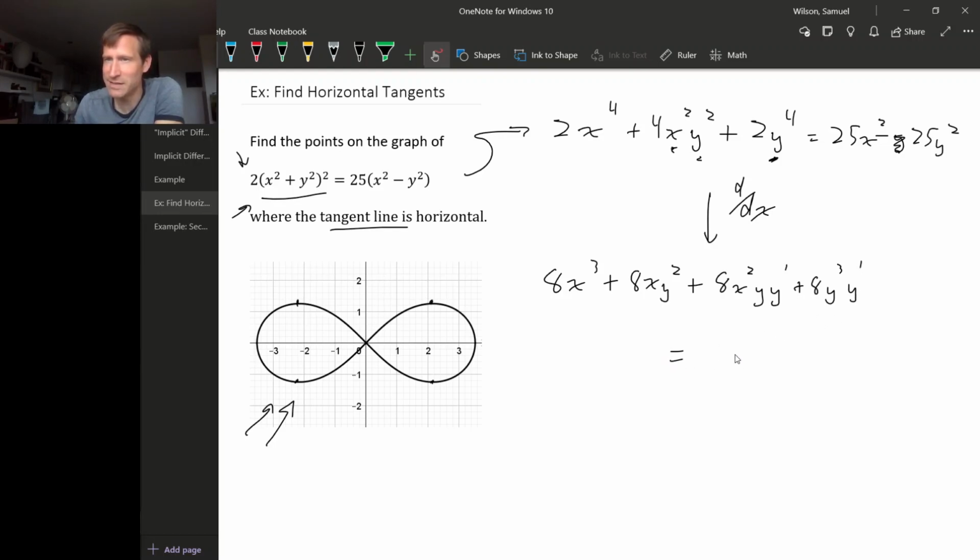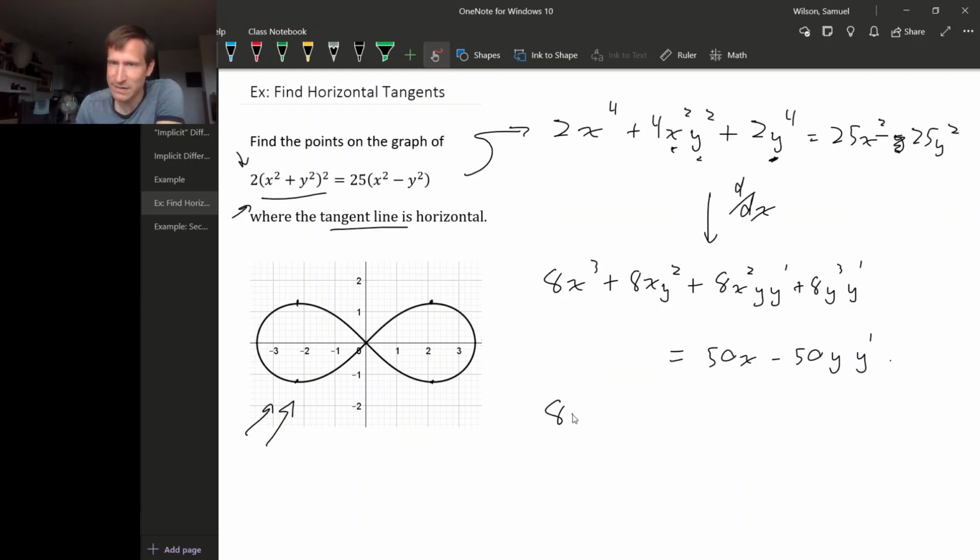Right, and then on the right hand side, 50x minus 50y prime. Okay, now we need to rearrange this to get all the terms with y prime on one side and all the terms that don't have a y prime on the other side.